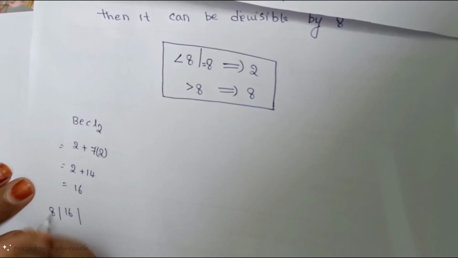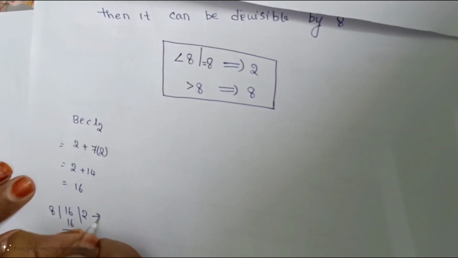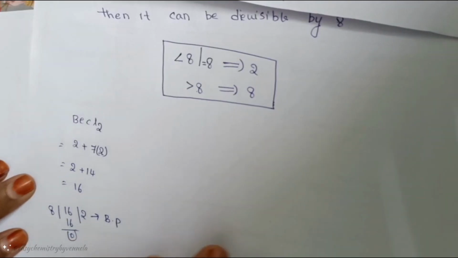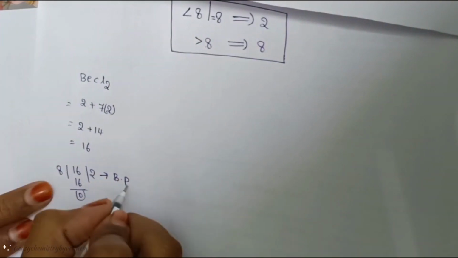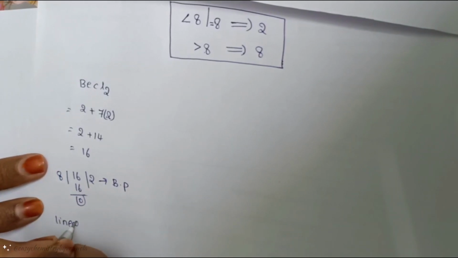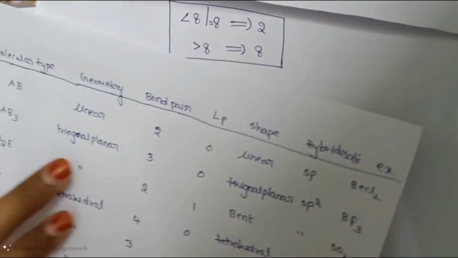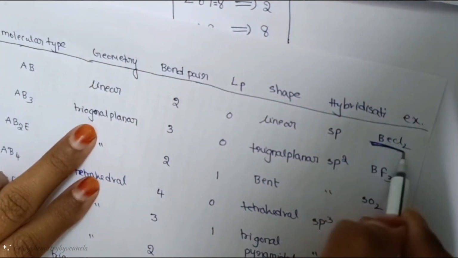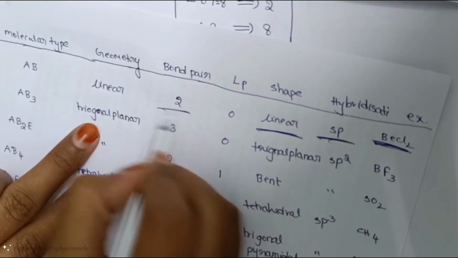8 twos are 16, remainder 0. Bond pairs first; after that will come lone pairs. First of all, listen, bond pairs. So this shape is linear. Before I told you, example BeCl2. Here hybridization is sp, linear. 2 bond pairs, 0 lone pairs. I think now you understand.